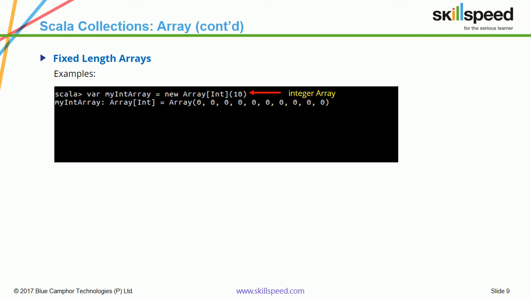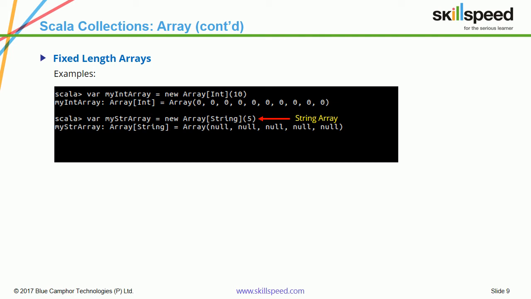And then I am typing var myStrArray equal to new Array[String](5). This will create a string array and the length of the array will be 5.